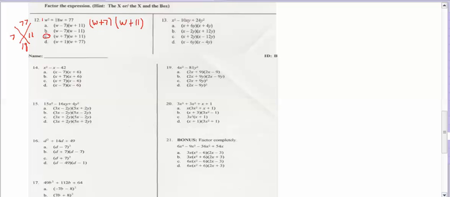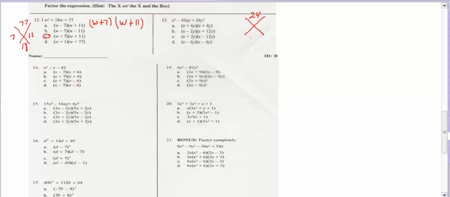Okay, the next one. I look to see, can I take anything out of 13? And I can't. Then I look, is it a perfect square trinomial? And it's not. That 24 is not a perfect square. It has 2 variables, so that means I have to do the x and the box. So I'm going to do my x.